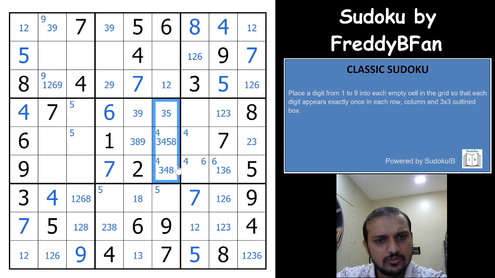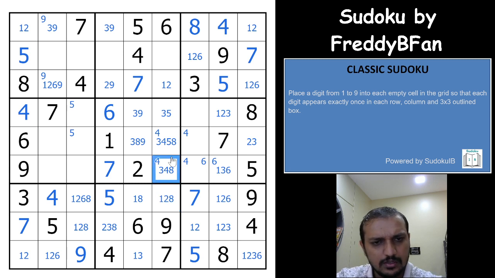Okay, 5 has to be in one of these two cells, so this is not a 5 here, there is 5 here, 1, 2, 3 and 8, 3, 1, 2 and 8 here. Six is in one of these two cells.